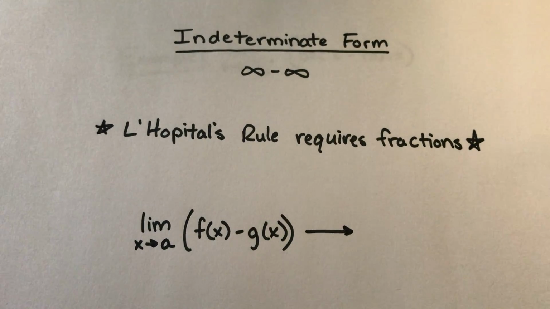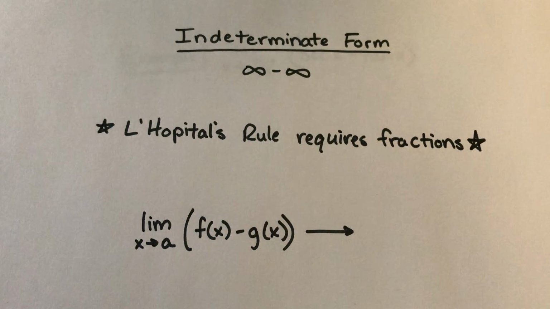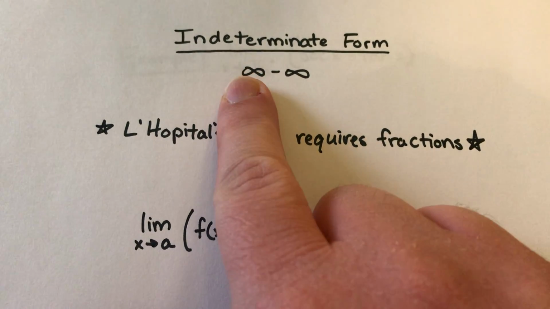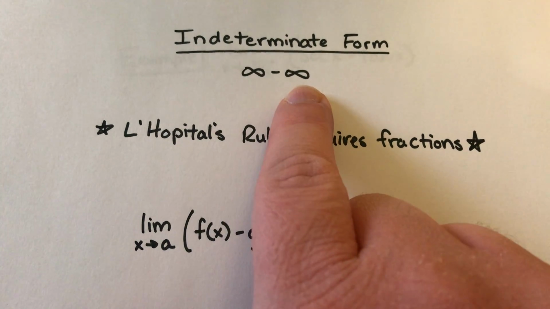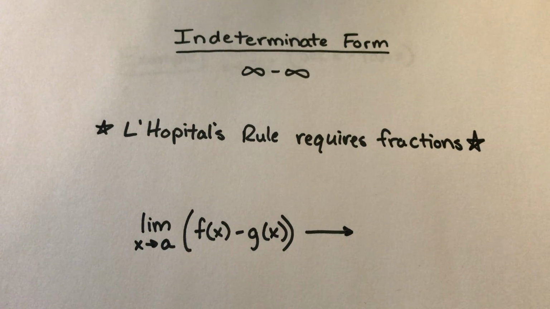So in this video, I'm going to very briefly talk about the indeterminate form infinity minus infinity. Now notice the really important thing in this situation is that one of them has to be positive and the other one has to be negative. That's going to be really important as I go through and do these particular problems.